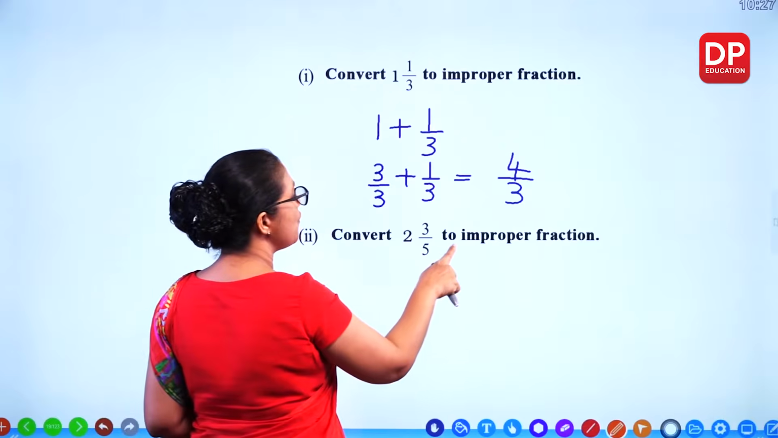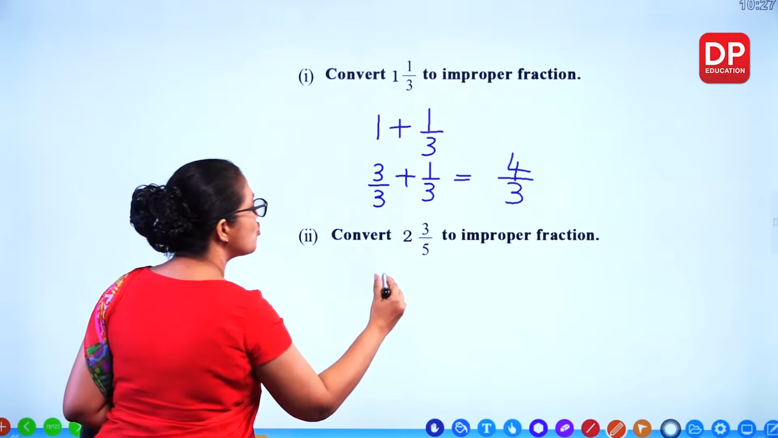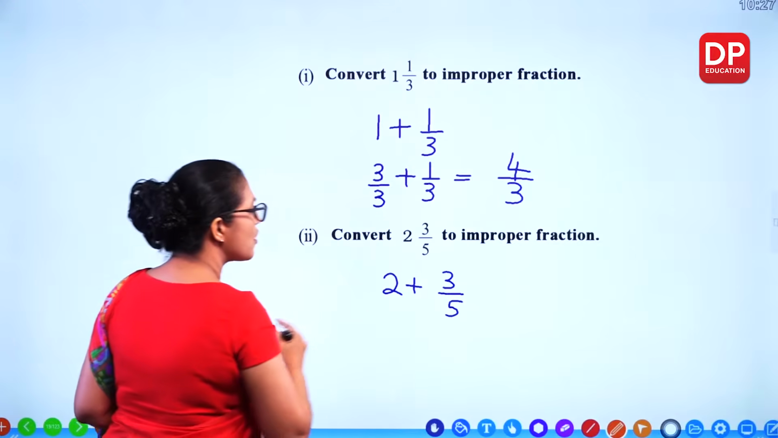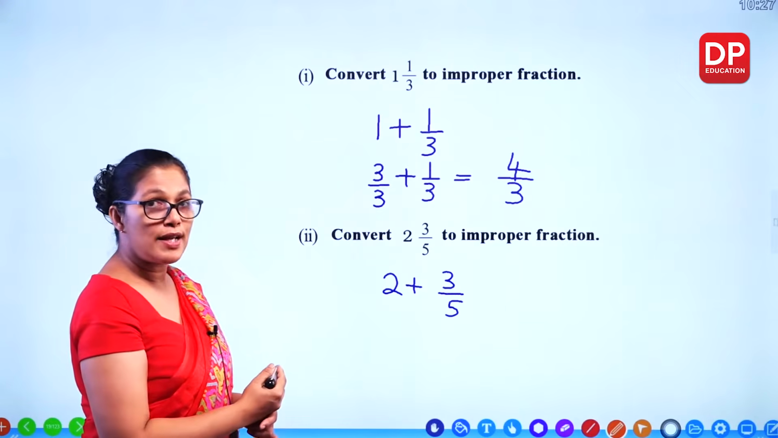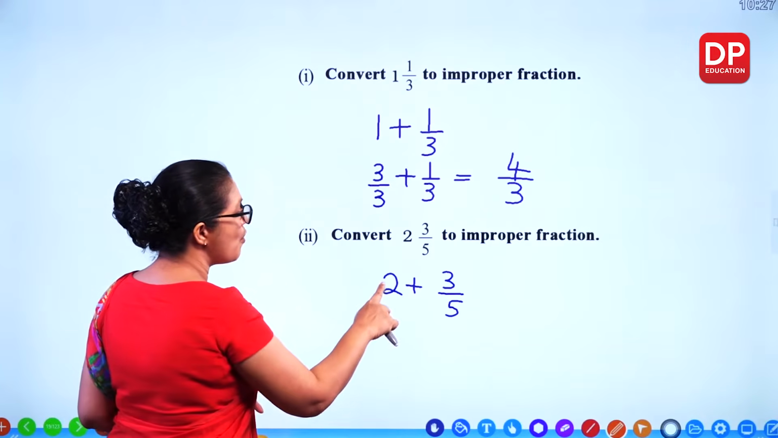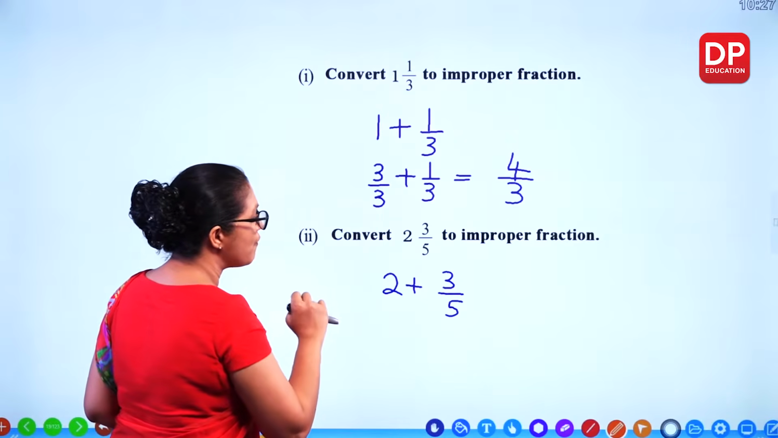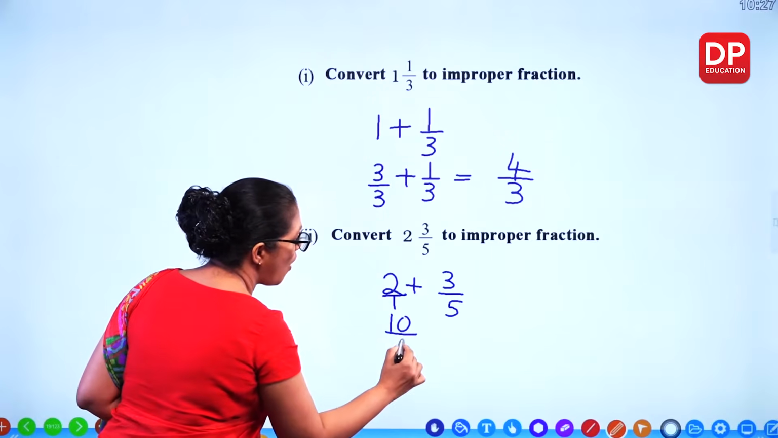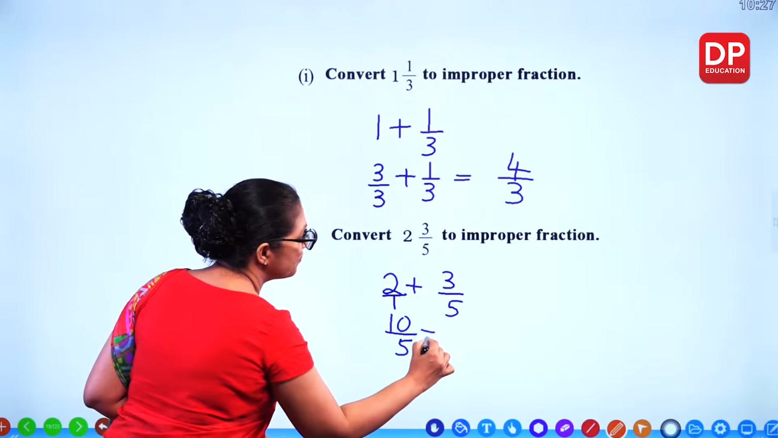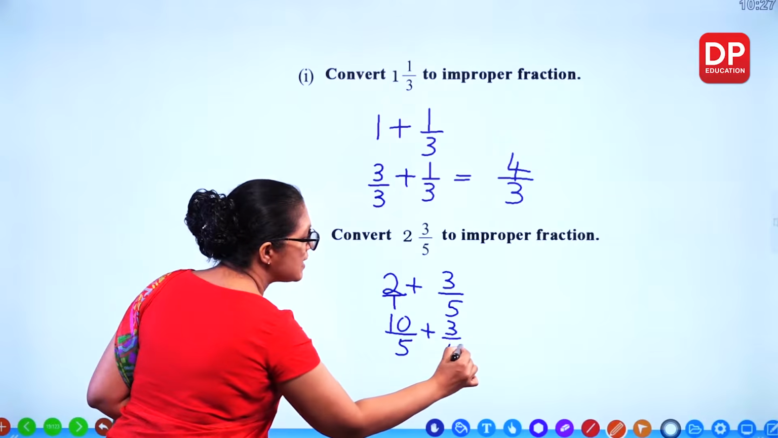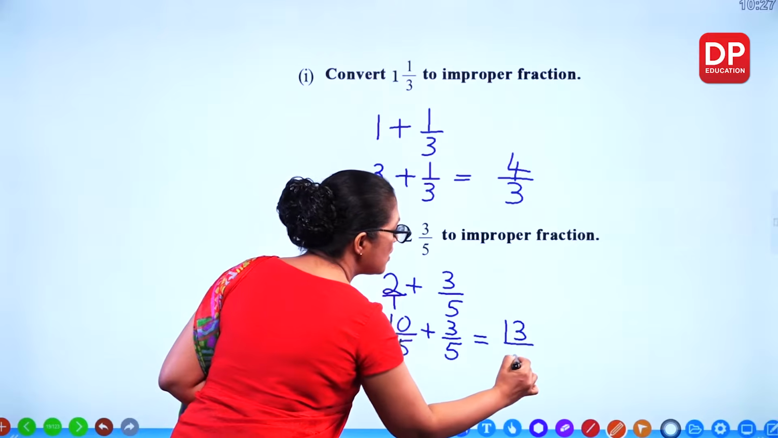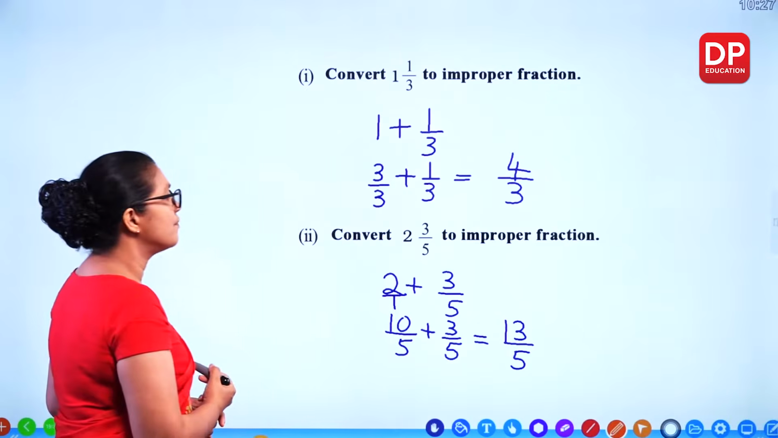Convert 2 and 3/5 to an improper fraction. So 2 and 3/5. How can I write 2 as an equivalent fraction? Multiply both the numerator and the denominator by 5. 5 times 2, 10. And 5 times 1, 5. Now, same denominator, I can add it. 10 plus 3, 13. So, 13 over 5.